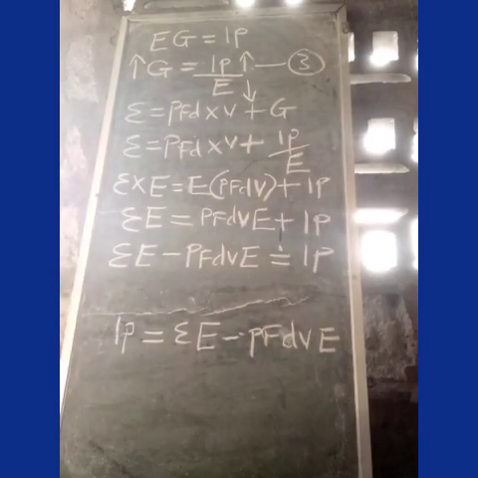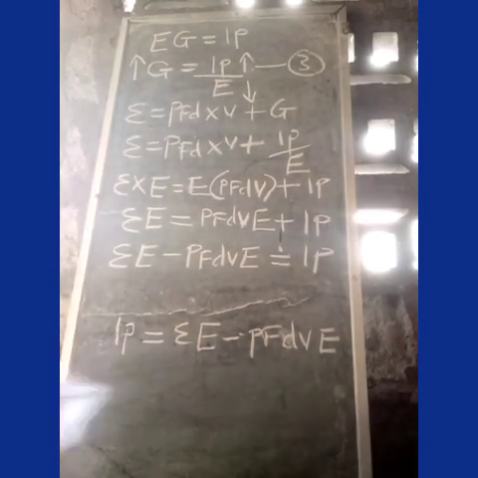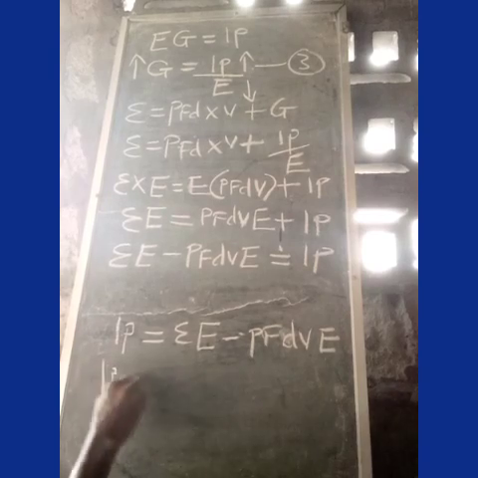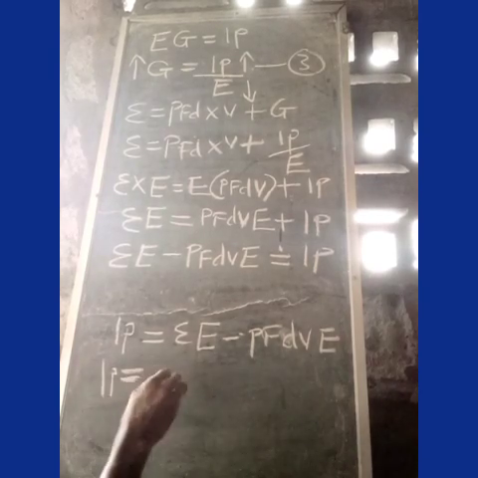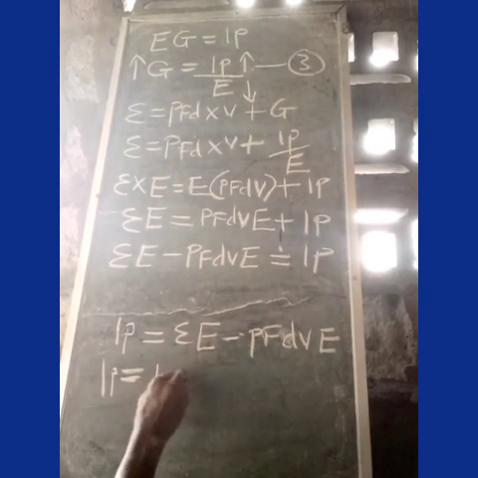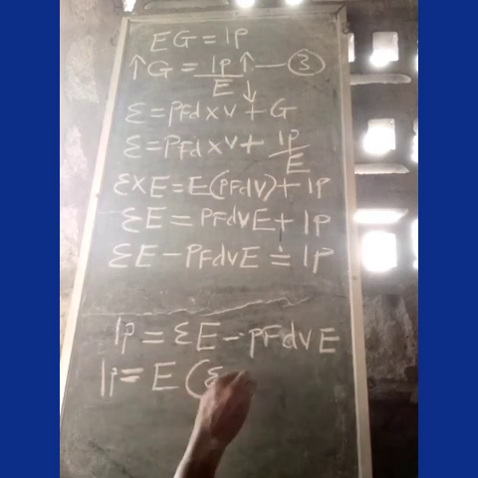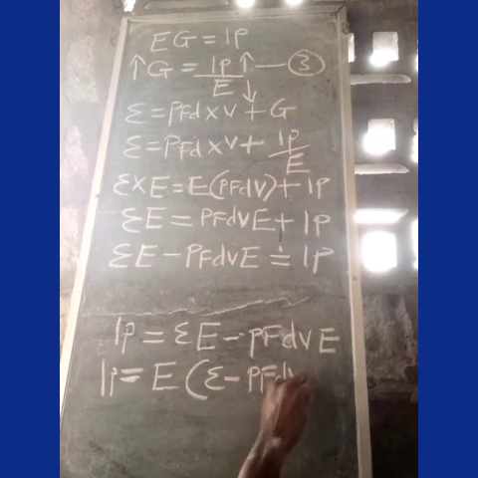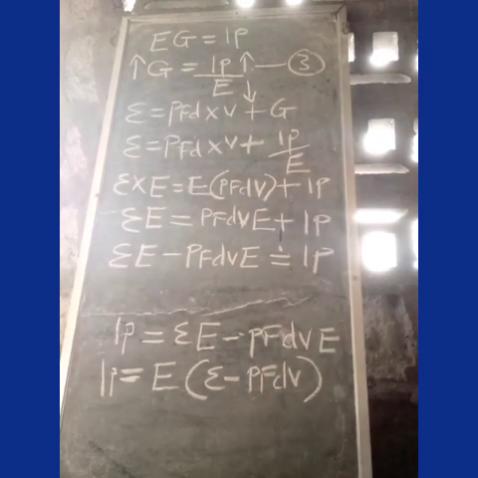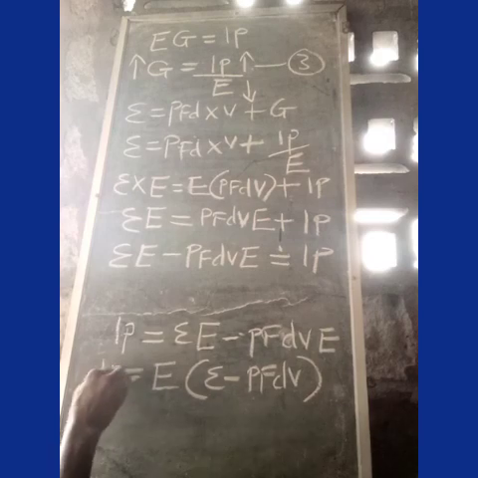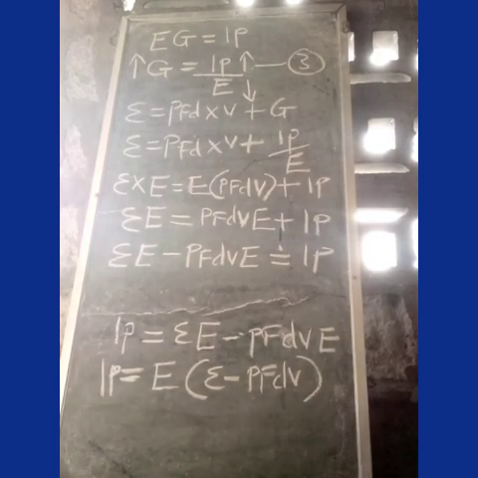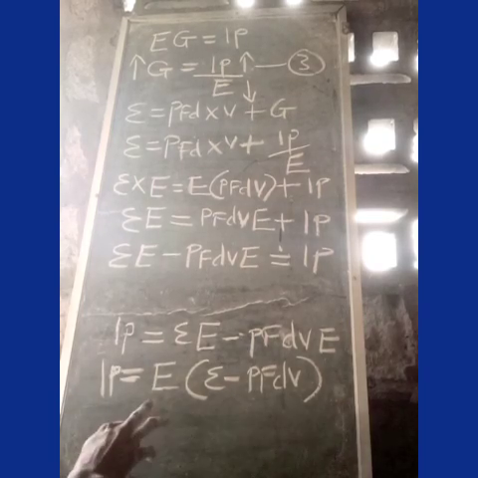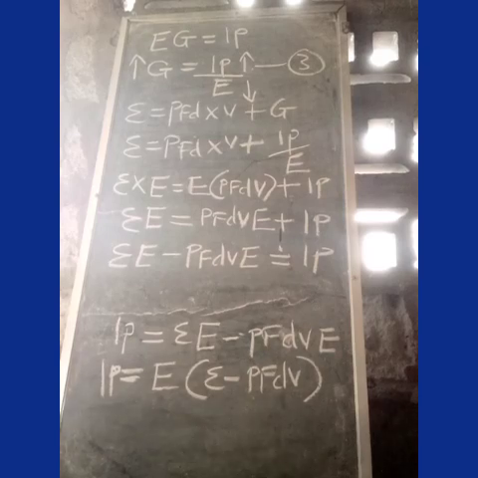Good. So what do we do right now? We collect like terms. We factorize big E out of the equation. IP becomes rewritten as big E times small e minus PFDV. So this will be the new form of the equation. So let's make E, entrepreneurship, stand alone.